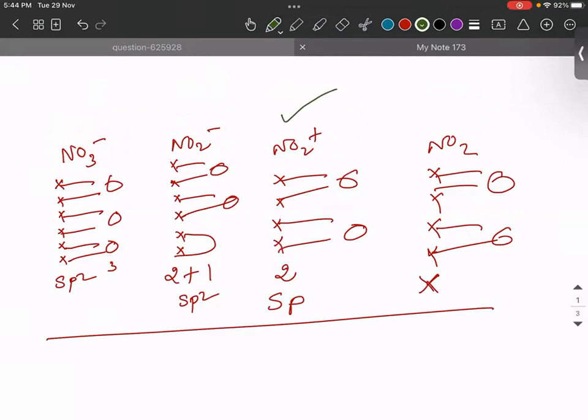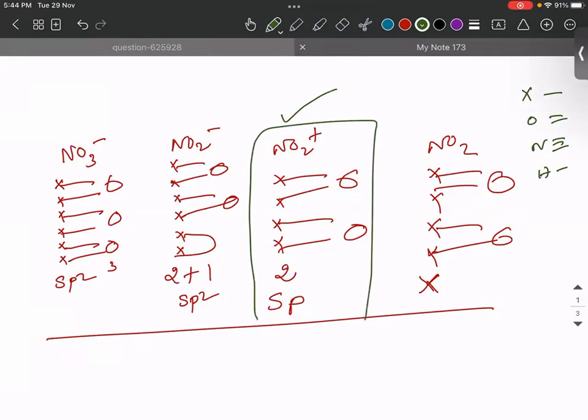NO2 plus. So just you have to take the valence electron, and then negative means you have to add 1, positive means you remove 1. Then you know that halogen will form single bond, oxygen will form double bond, nitrogen will form the triple bond, hydrogen will form the single bond. So these are the things. When you put only that, you will get that. So this one over. And the second question.